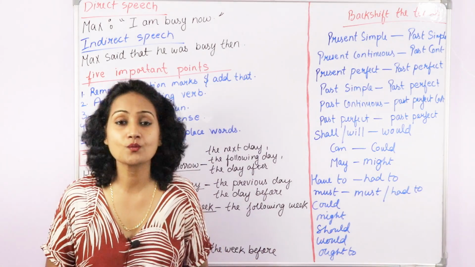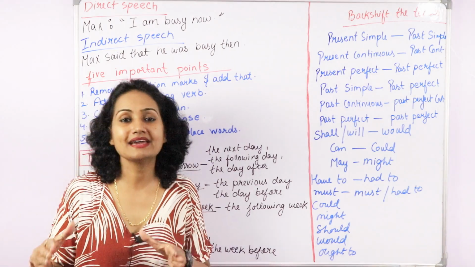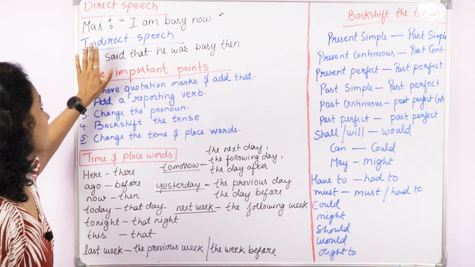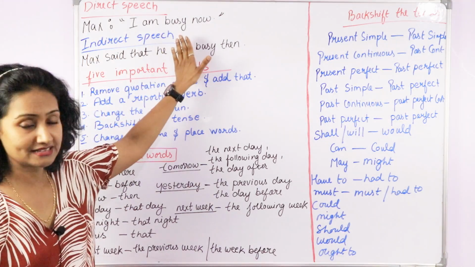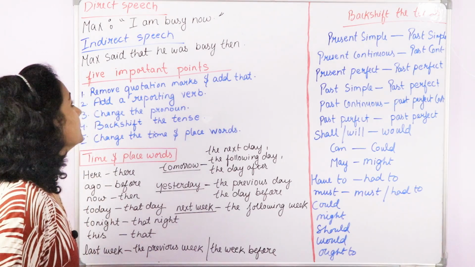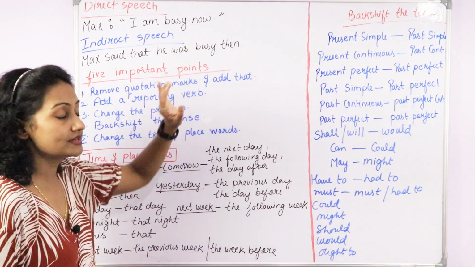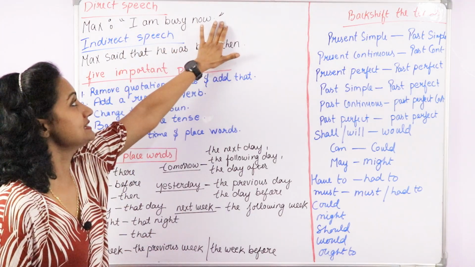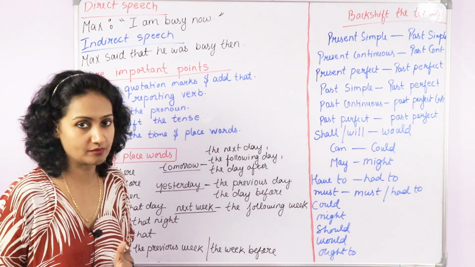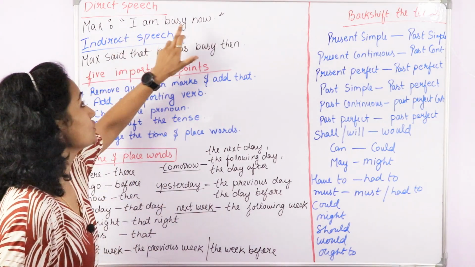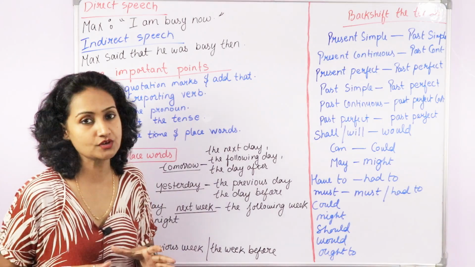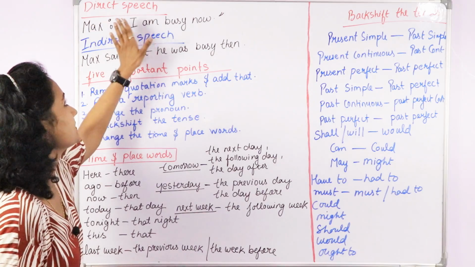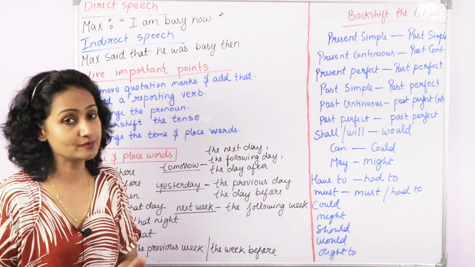Direct speech is used when you report the message in the exact words of the speaker. For example, Max, this is what he said. This is the dialogue of Max. "I am busy now." Okay, so you can see that this dialogue is in the quotation marks. These are quotation marks or inverted commas. So this shows that these are the exact words of Max. This is exactly what he said. So this is direct speech, the exact words of the speaker.